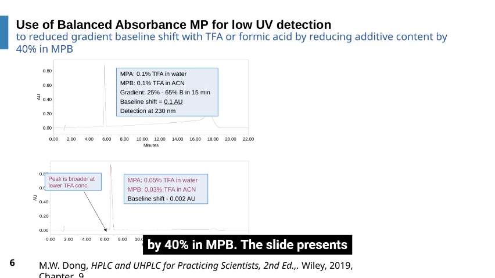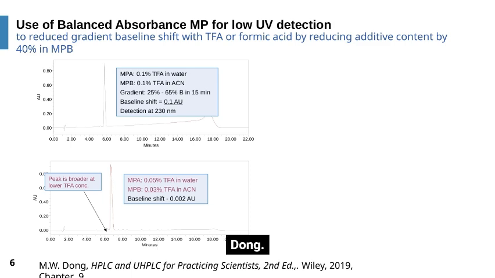The slide presents 2 chromatograms illustrating the difference in baseline shift between using 0.1% TFA in both MPA and MPB versus using 0.05% TFA in water, MPA, and 0.03% TFA in ACN, MPB. Reducing the TFA concentration minimizes baseline shift, although it may result in broader peaks. The slide references Chapter 9 of HPLC and UHPLC for Practicing Scientists by M.W. Dong.